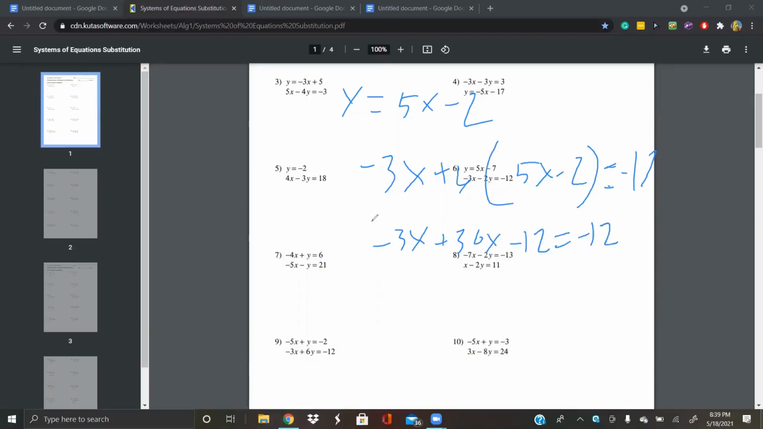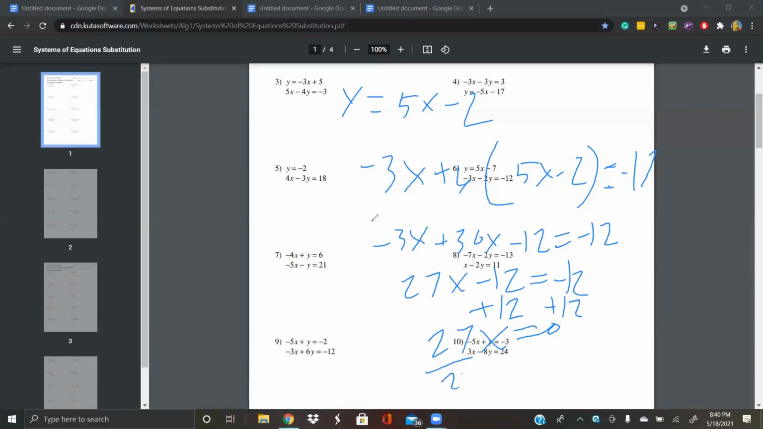So we're going to combine the two x's, so that leaves us with 27x minus 12 equals -12. So then we're going to add 12 on both sides to isolate the x, so plus 12. So that leaves us with 27x equals 0, and then divide by 27. So x equals 0.